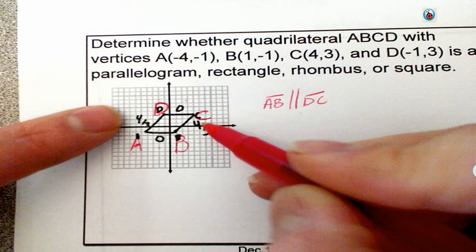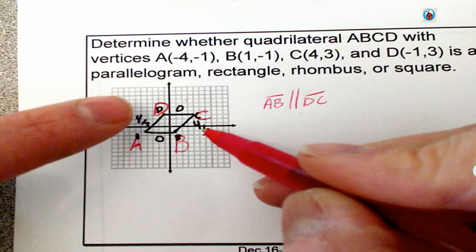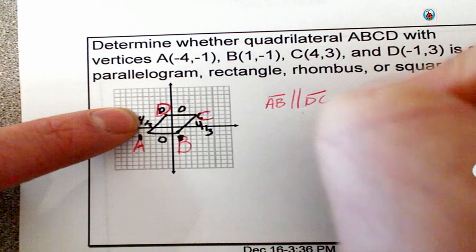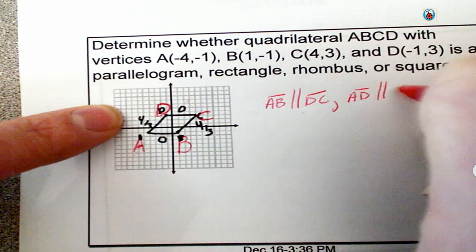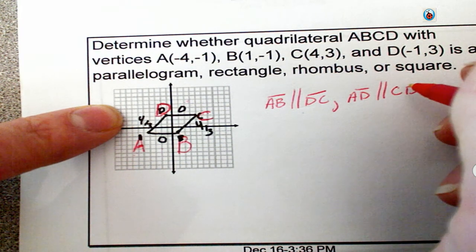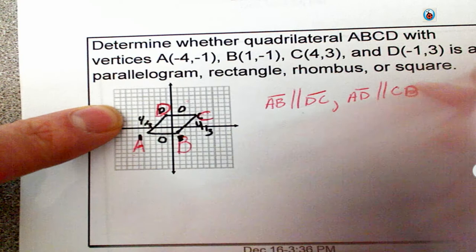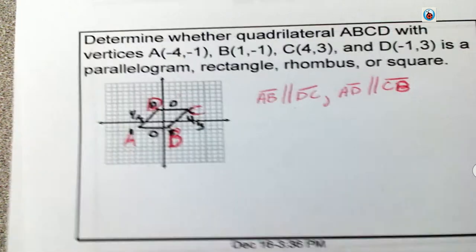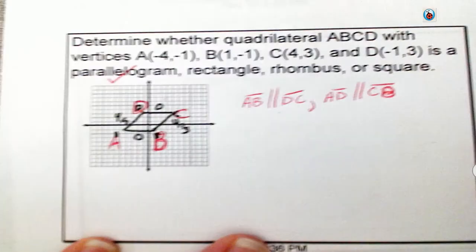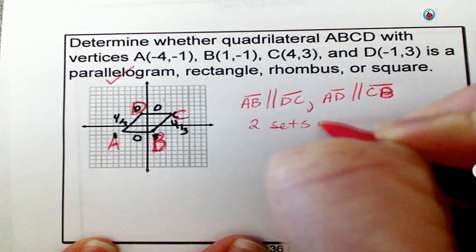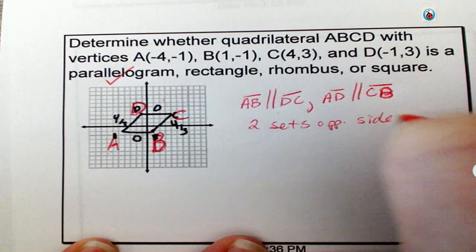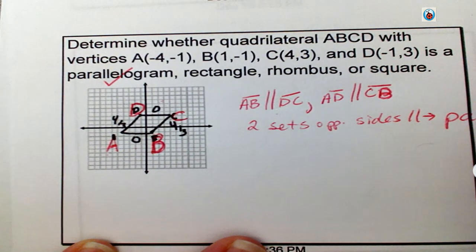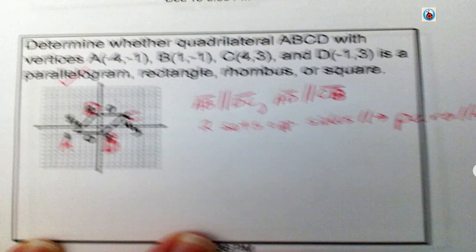Then if I calculate the slopes of these two using slope formula, I know the slope of AD is 4/3, the slope of BC is 4/3, which means that those opposite sides, AD and CB, are parallel. So I have two sets of opposite sides parallel. That means, yes, it is a parallelogram. Two sets of opposite sides parallel tells us, yes, it is a parallelogram. That's a test for parallelogram. So there's one.